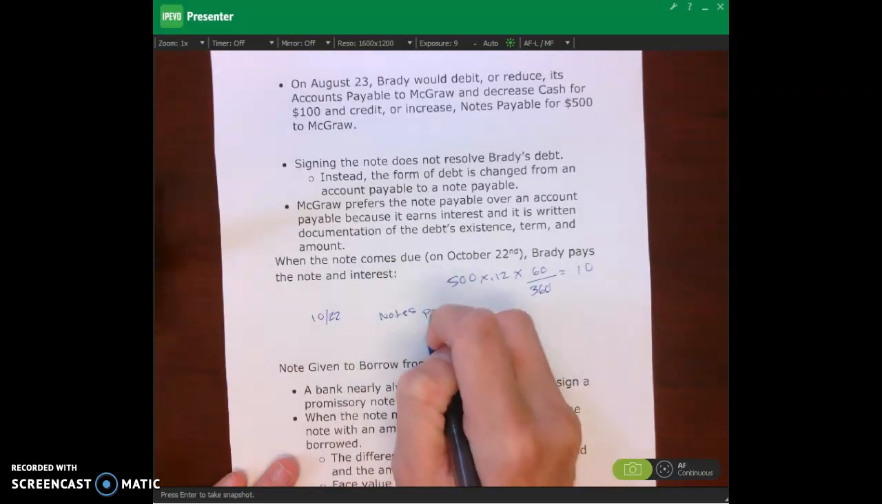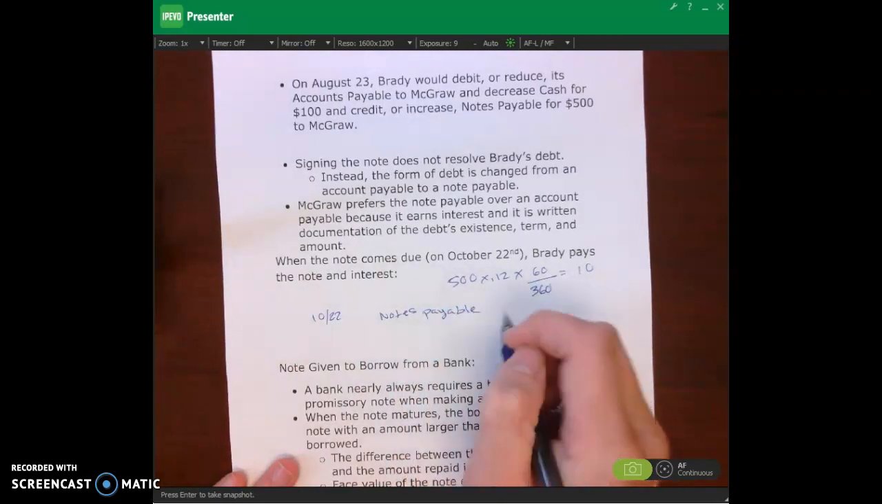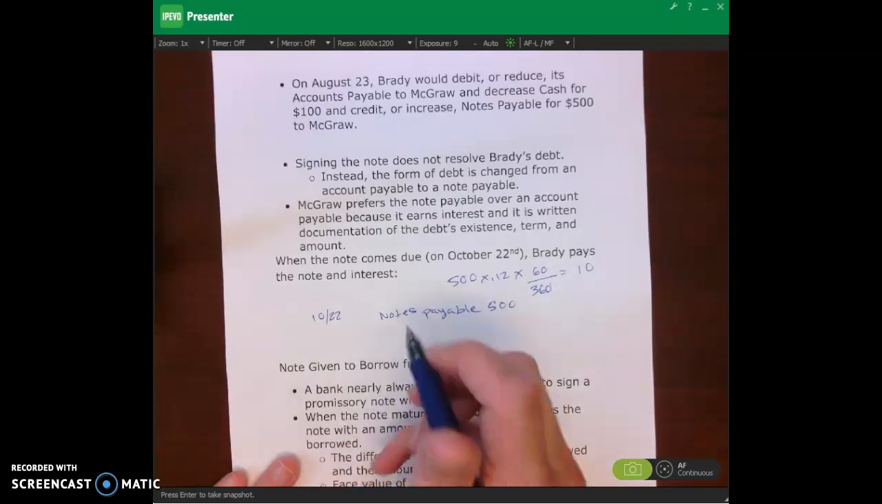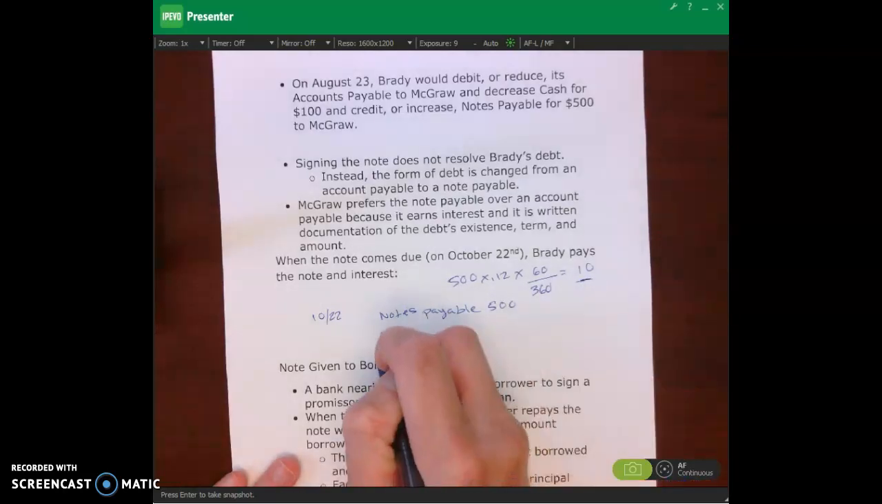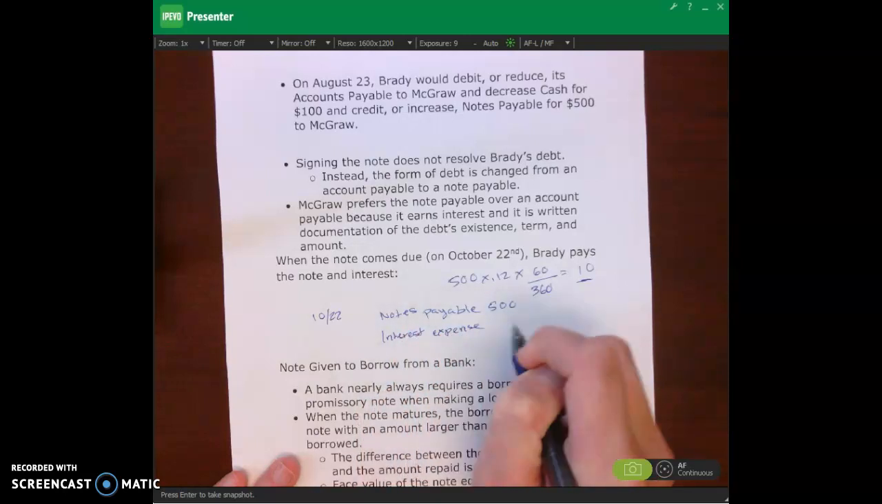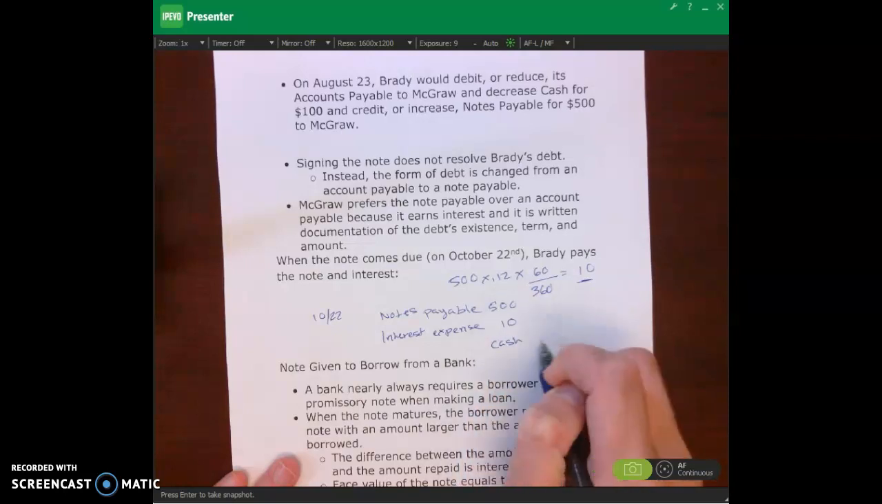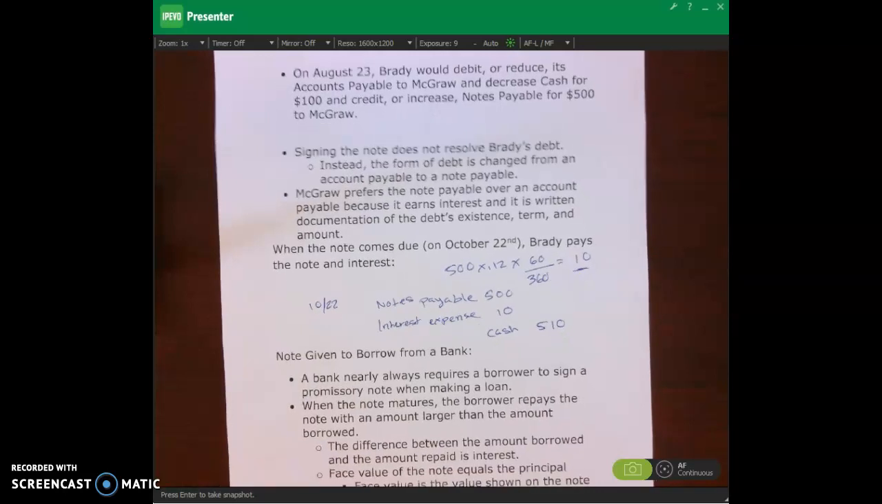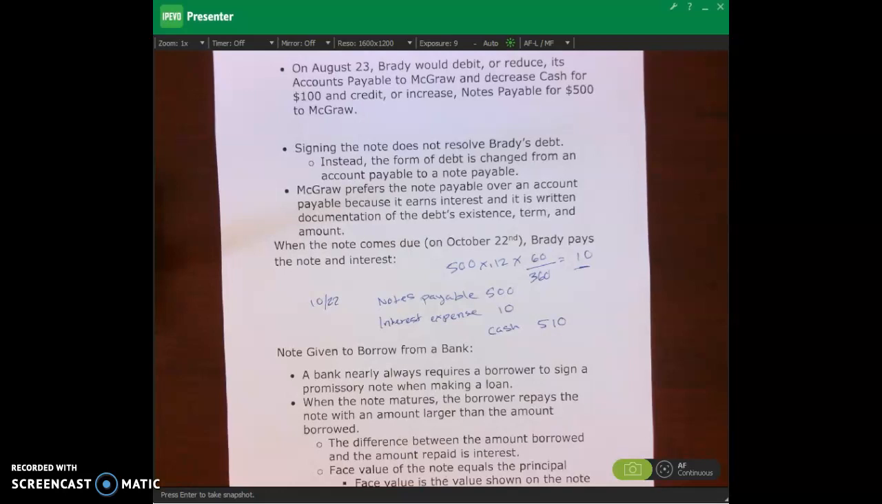So when we pay it, we are going to debit on 10/22 our notes payable for our $500, right? Which was the principal, and that's what we did on the prior page. Remember, we credited notes payable for $500. Now we're paying it off, and so we're decreasing the liability. And how do I decrease liabilities? With a debit. So I will debit my notes payable for $500. This is my interest expense. Debit to interest expense for $10, and then I credit cash for the principal plus the interest for $510. Okay? So that's my journal entry when I pay it.